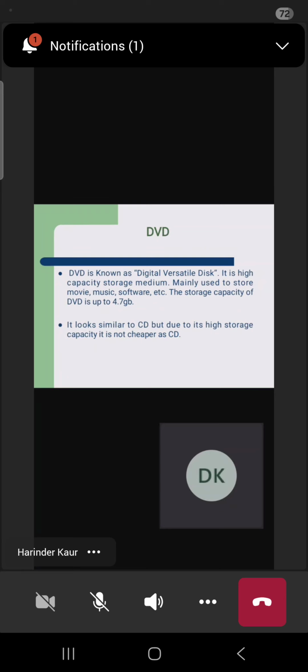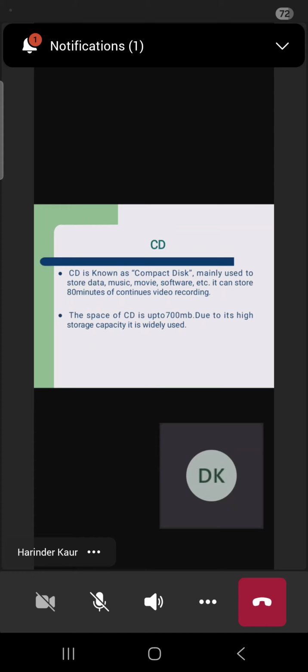So this is all about the memory devices. In the memory devices, we discussed primary and secondary devices.